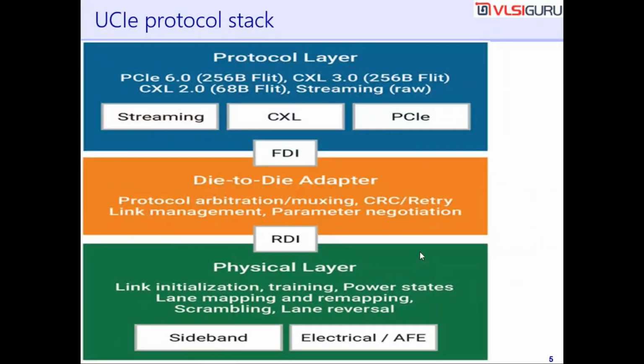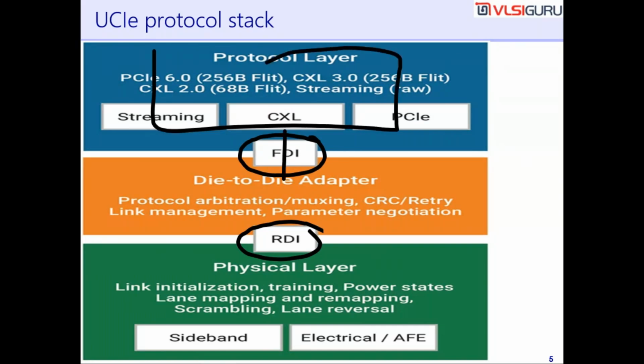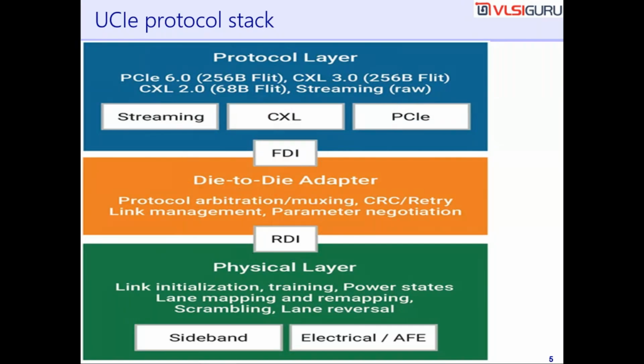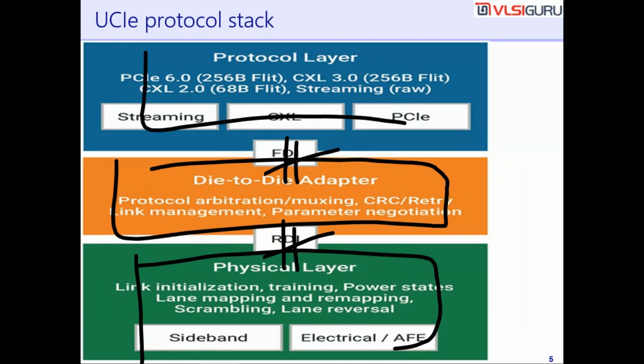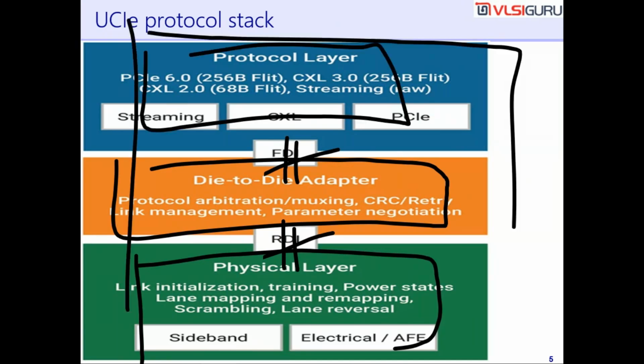This is the protocol stack we have discussed, and as I have told you earlier, this has been very well defined. That means anyone who develops a protocol layer has to implement FDI. They cannot deviate. Anyone who implements the die-to-die adapter layer must implement FDI as a separate interface and RDI as a separate interface, with a fixed set of signals. So if I'm developing the die-to-die adapter layer, I can just procure the physical layer from any other company and the protocol layer from any other company, interface everything, and create my own UCIe chiplet.